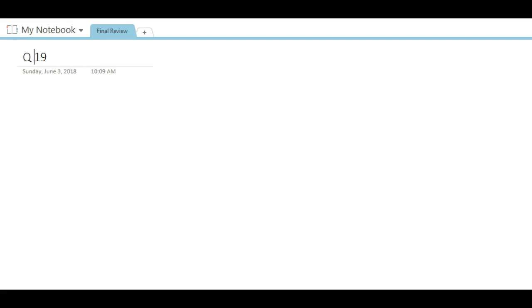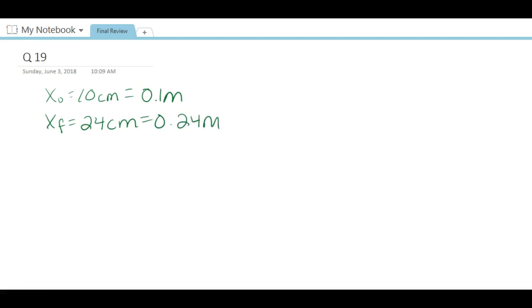Okay, this is number 19 on the final review. So this is a spring with a rest length of 10 centimeters, stretches to 24 centimeters when the 5 kilogram mass is placed on it. So X initial is going to be 10 centimeters, which needs to be changed to 0.1 meters. X final is 24 centimeters because that's where it's being stretched to, which again changed to meters, 0.24. And then the mass placed is 5 kilograms. And then we want to figure out what the spring constant is.